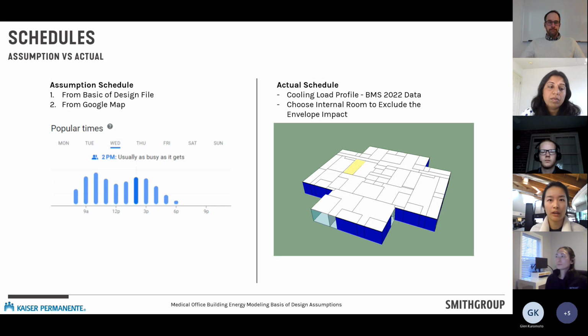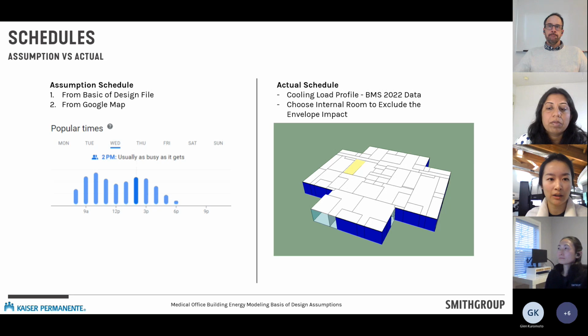So we pick an internal exam room as the highlight. We can see the highlighted room in the second chart on your right. That room has both typical internal heat gain and no envelope. So we use this room as an example to study our schedule data. Okay, so next chart.